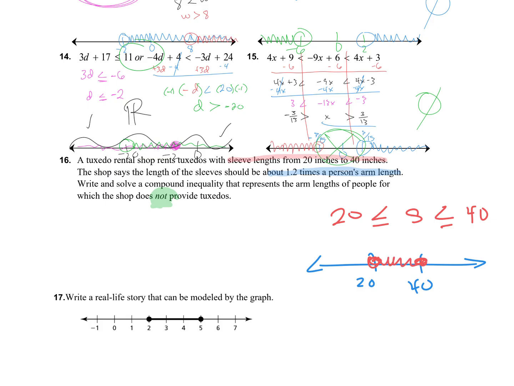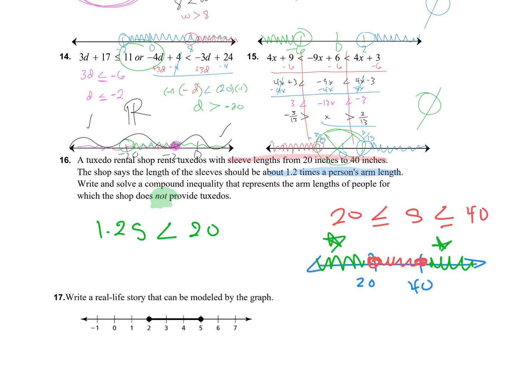And that's how an and is graphed. So we are now going to communicate the or portion of the graph, and that would be an or. So let's see, you've got 1.2 times your sleeve length or arm length needs to be less than 20. And if you're like, wait, that means they're not going to get one. You're right, because we're doing the ones that would not work.